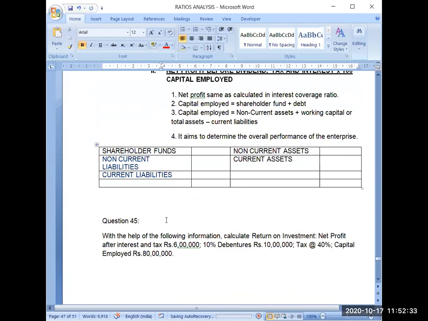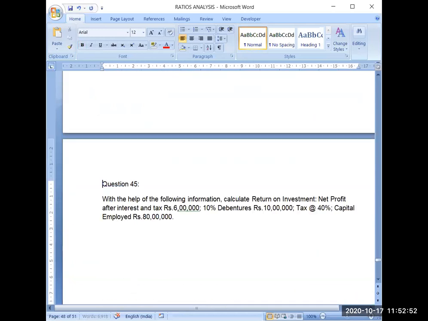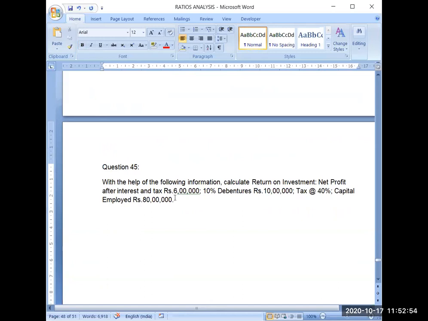And why are we calculating this ratio? It aims to determine the overall performance of the enterprise, because ultimately you will know how much I am earning on my investment. Whatever amount of capital I am investing, whether it is owner fund or borrowed fund, what percentage of profit am I earning? Suppose I am borrowing funds at 13% per annum, but I am not able to earn 13% per annum. In one of the concepts, trading on equity, I told you about this. So then I will be able to know the proper amount of return which I need to earn, or what should be the cost of my funds.